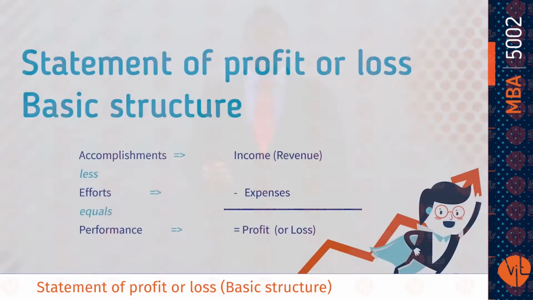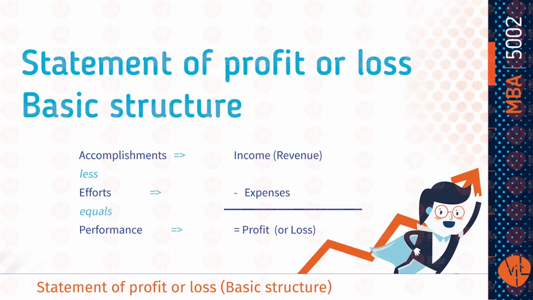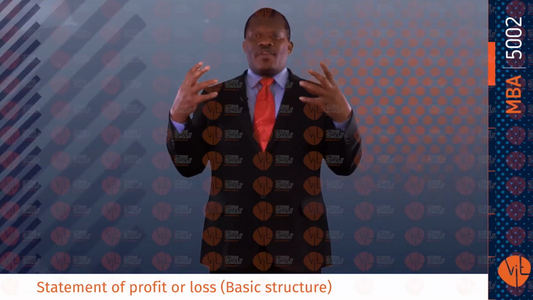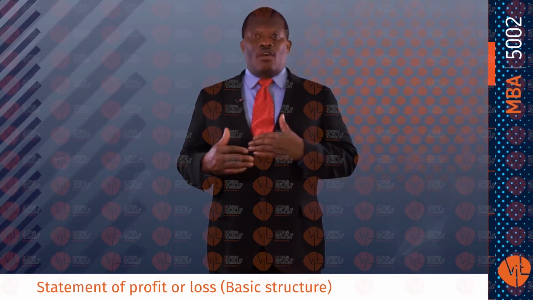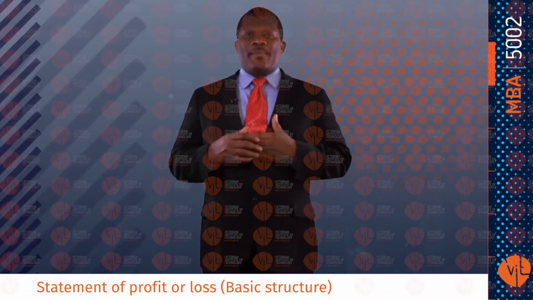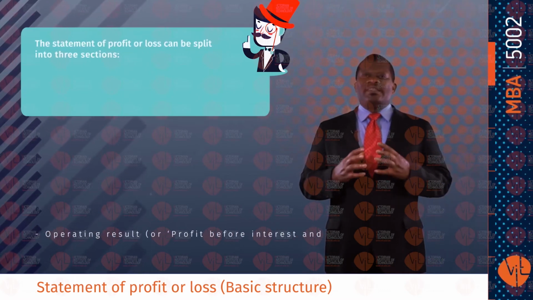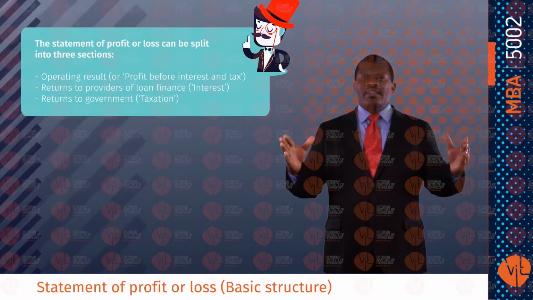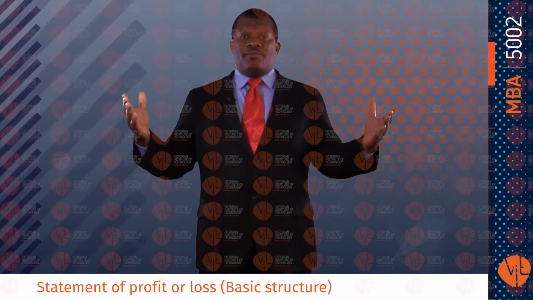So statement of profit or loss basically looks at the achievement of the organization. What was the revenue by the organization, and then the expenses. So you have your revenue, and then you subtract the expenses, and then you get your profit or loss for a particular period. And so profit or loss statement basically tells you the performance of the organization within a particular period, either 6 months or 12 months.